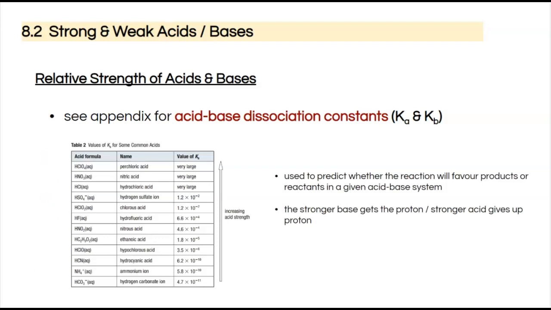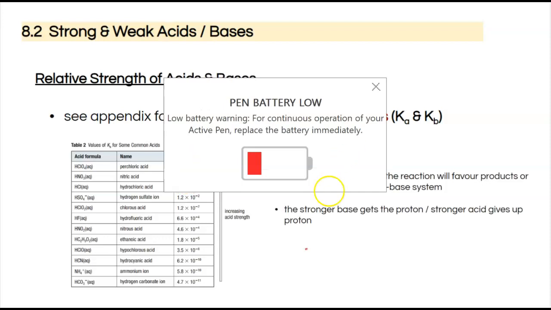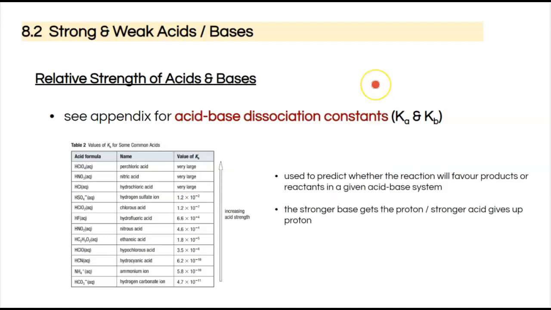Okay, and so what that's going to allow us to do is to predict the relative strength of acids and bases. So you can see here at the very top that where we see very large values for Ka, what that's indicating to us is that that is a very strong acid. So again, we see these very large values. That means it's a strong acid.